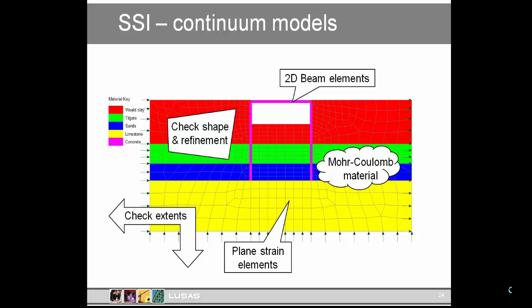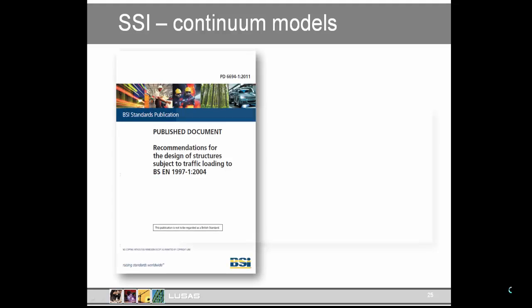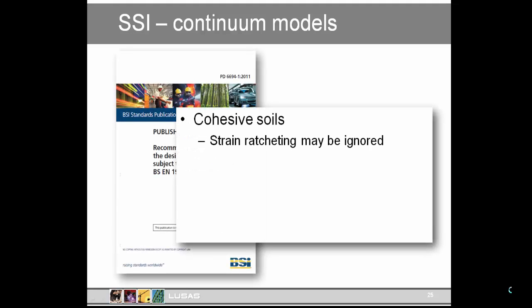So there's some good news and there is some okay news. The good news is that for a piled or embedded integral abutment with cohesive soils, retaining cohesive soils, strain ratcheting may be ignored. And since often embedded walls are built by top-down construction, often the retained material is the naturally arising material rather than granular backfill. So in those cases, we can use a conventional soil structure interaction analysis.